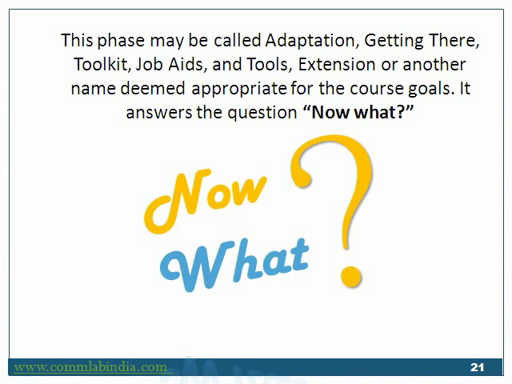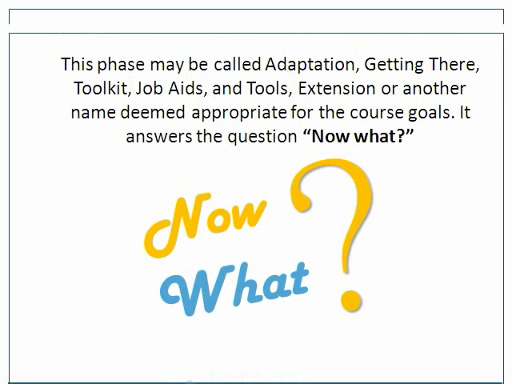This phase may be called adaptation, getting there, toolkit, job aids and tools, extension, or another name deemed appropriate for the course goals. It answers the question, now what?